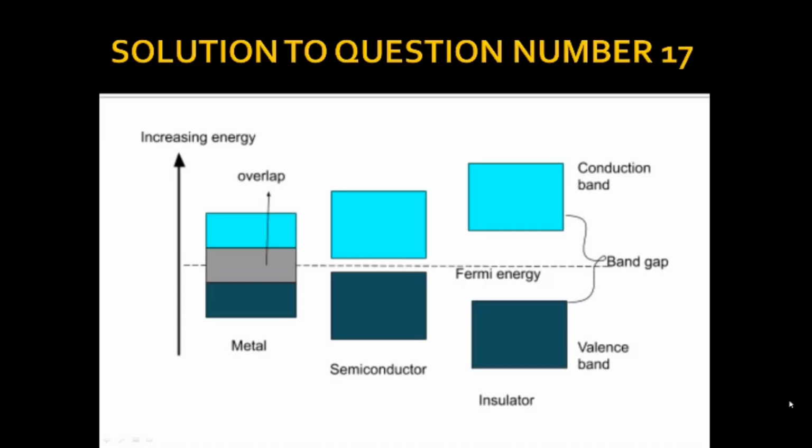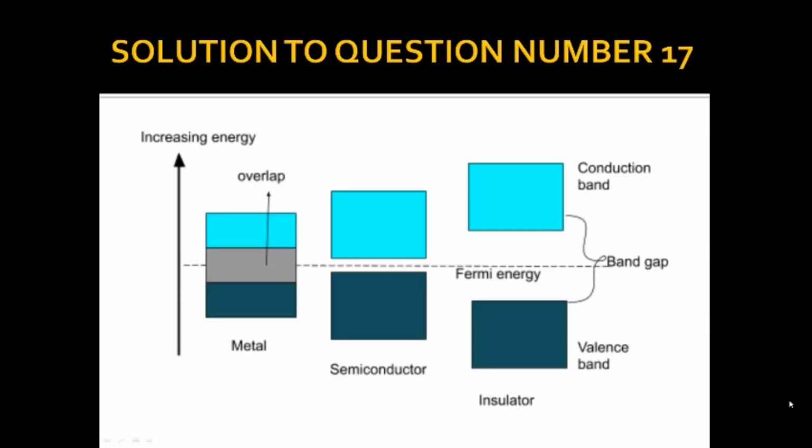So there is no energy band gap in a conductor. That is why the valence band and the conduction band overlap. So conductivity occurs at every point in time. Conduction continuously occurs at every point in time.